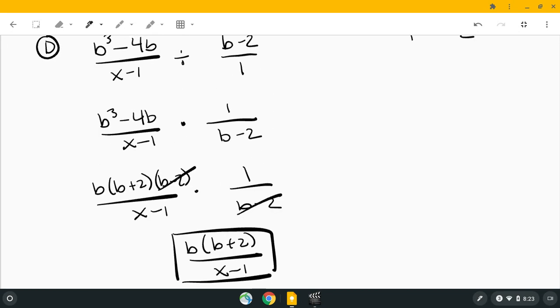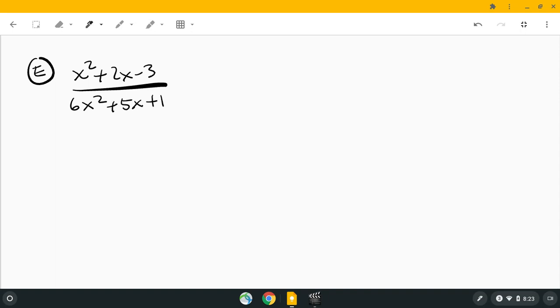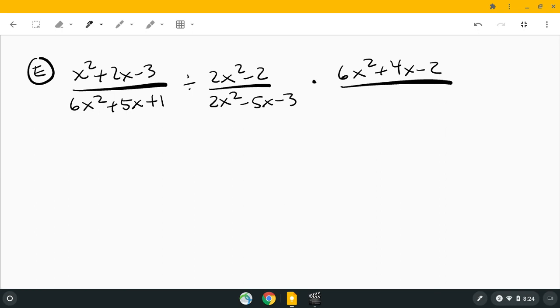And this one has division and multiplication in it. Okay? So let's have a look. I like these, which means a high chance of showing up on the test. Here's your division. 2x squared minus 5x minus 3. And here's your multiplication. X squared minus 2x minus 3.